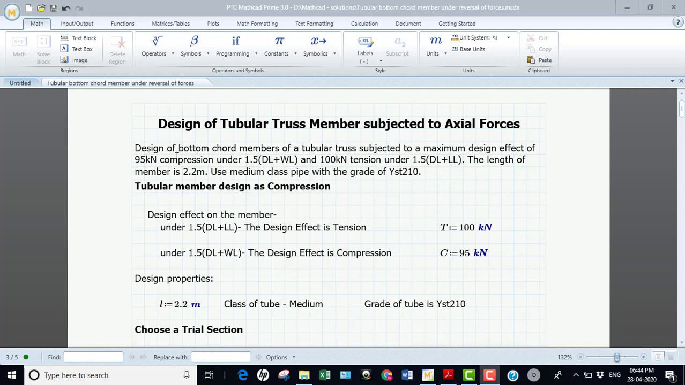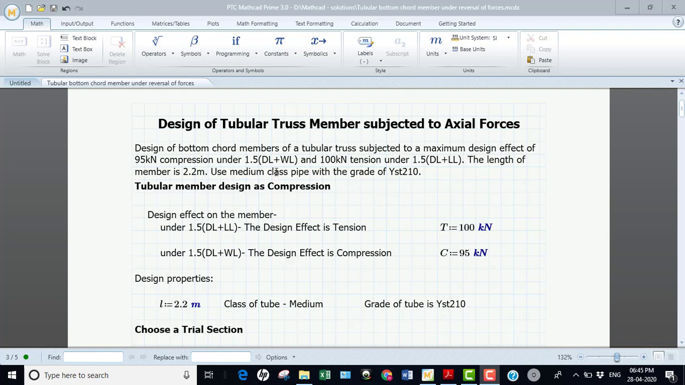So when you compare the member forces under the two load combinations, under one combination it is under tension and under the other combination it is under compression, and the tension magnitude is larger than the compression magnitude. Therefore, from these member force values, you should conclude that the section has to be designed according to the maximum force and checked for the next predominant force. And the length of the member is 2.2 meters.